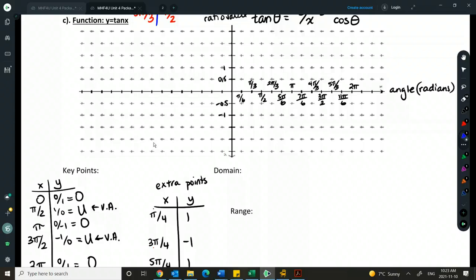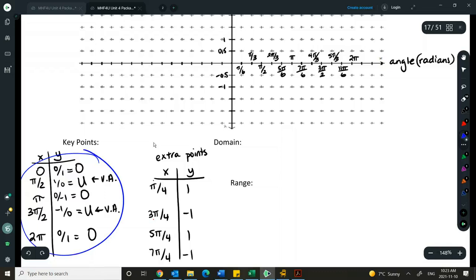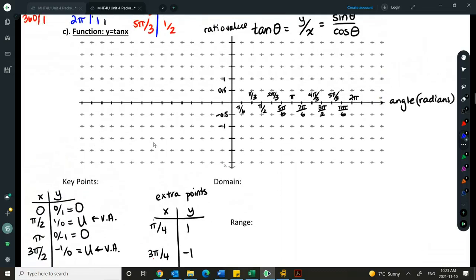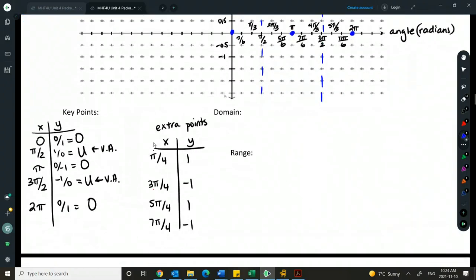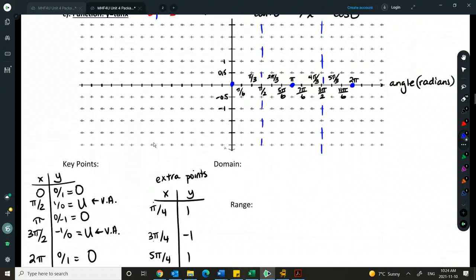Okay, so let's just graph, let's start with these. I'm going to graph all these points here with the vertical asymptotes. So we have a point at 0, 0. We have a vertical asymptote at pi over 2. We've got a point at pi, 0. And then another vertical asymptote at 3 pi over 2. And then another 0 at 2 pi. Then we have these extra positive 1 and negative 1 points here.